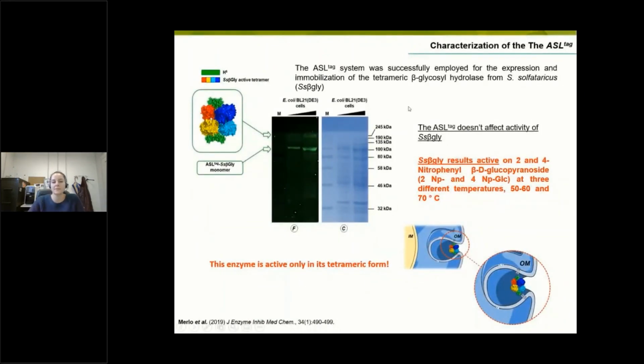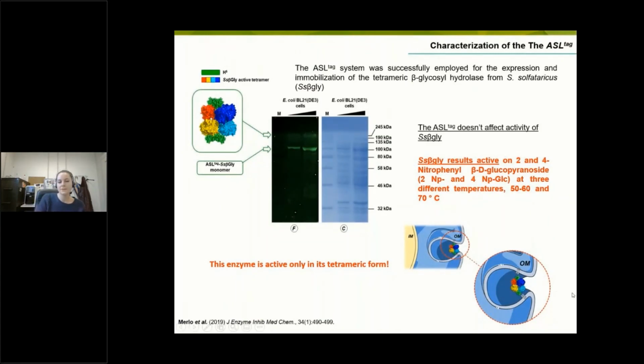One is a tetrameric beta-glycosyl hydrolase from Saccharolobus solfataricus, which was particularly difficult to express and immobilize on the surface of E. coli because of its peculiar characteristic, which is its activity only in tetrameric form. But we not only show the formation of the construct, we also see the activity of this enzyme at high temperature, demonstrating its correct assembly on the surface of E. coli. And here are our hypotheses of how this tetrameric enzyme is immobilized and expressed on the surface of E. coli cells.